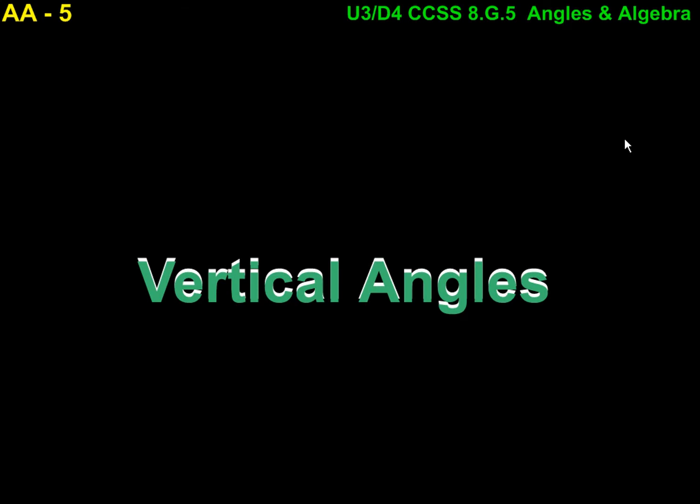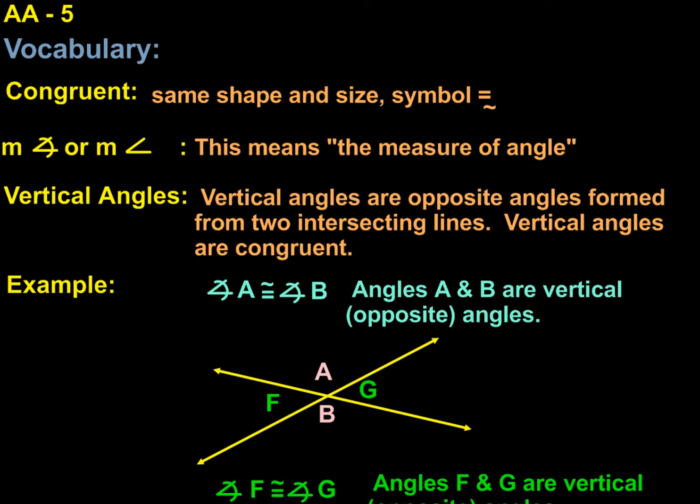Tonight's homework is AA-5, vertical angles. We'll start with some vocabulary. Congruent. Congruent means same shape and size. The symbol for congruent looks like this. If you see M and the sign for an angle, it means the measure of an angle.